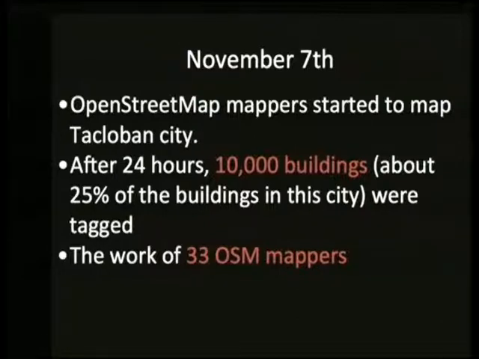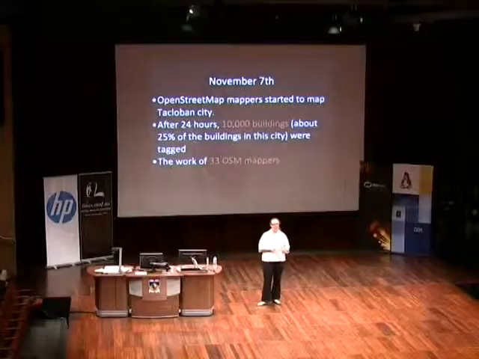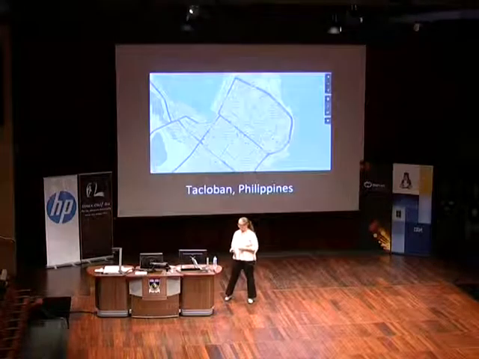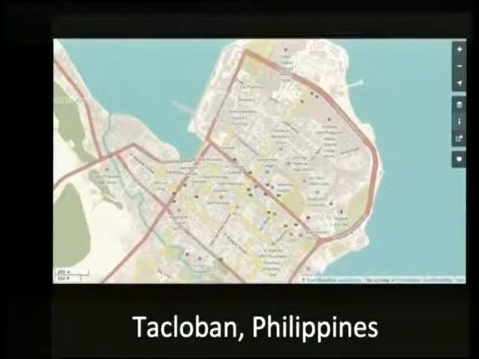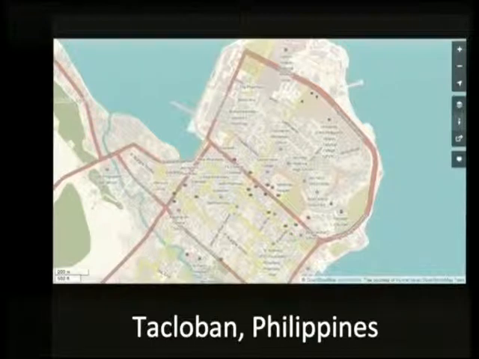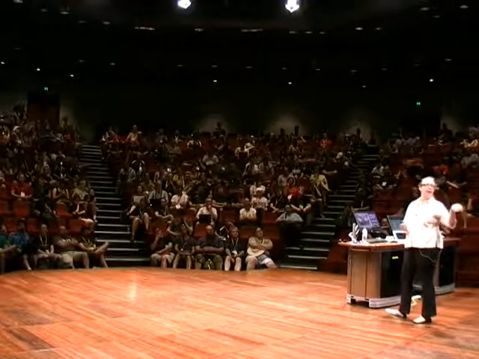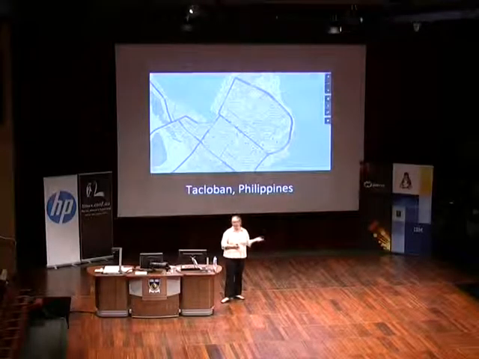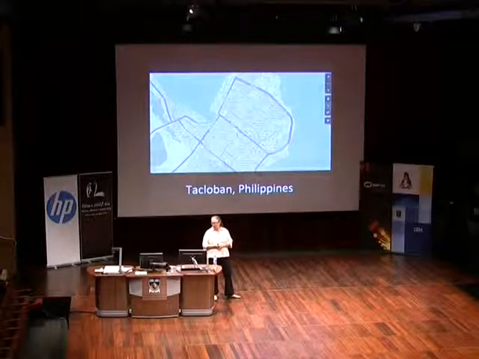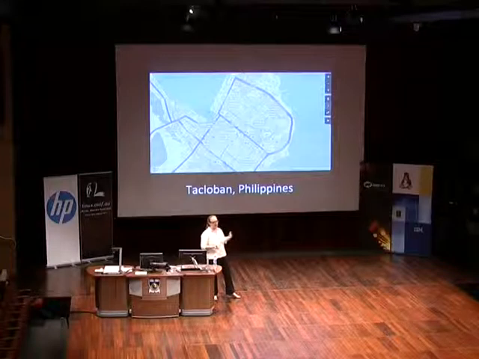Sorry, I can't read the red from here. 33 mappers had helped do this. And this is Tacloban, which was one of the hardest hit areas. This was the map after the mapping had happened. You can see there are things that you could not tell from satellite imagery that were mapped. Part of the reason was the OpenStreetMap Philippines community had done workshops and been there and done mapping just a couple weeks before, actually. But the detail where all the buildings had been mapped had not been done yet.